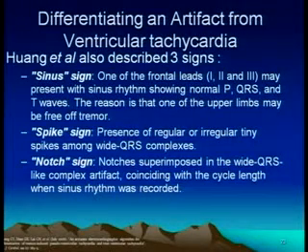Now there is a nice article by Huang et al. which has described three signs differentiating artifact from ventricular arrhythmia. The first one they have described is the sinus sign. One of the frontal leads, either 1, 2 or 3, may present with sinus rhythm which shows normal P, QRS and T waves. The reason given is that one of the upper limbs may be free of tremor. Second is the spike sign, that is the presence of regular or irregular tiny spikes among wide QRS complexes. Those are various spikes we have seen in the previous ECGs. And the third one is the notch sign, that is notches superimposed in the wide QRS-like complex artifacts and coinciding with the cycle length. So the cycle length remains the same as when the sinus rhythm was recorded. These are the three signs which can be seen in artifacts also.